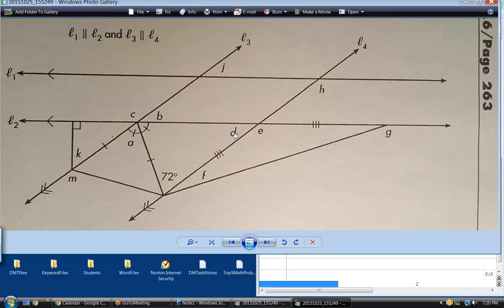As they should be, because we have parallel lines. B and D are alternate interior angles to the parallel lines L3 and L4. And what's E? E's 144. Okay, now what's F, based on the fact that this is an isosceles triangle? F is 18? Correct.